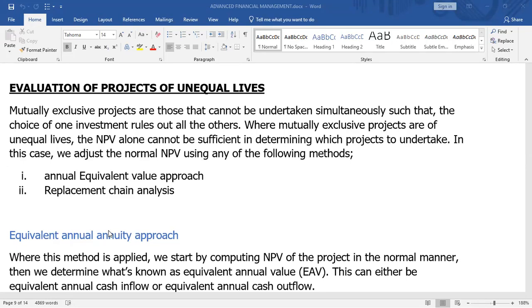We have done all the techniques required for you to measure the risk required by the examiner, and it's upon you now to do the revisions, and you continue checking whether you can be able to do the questions required by the examiner. Now, I just want us to go straight by checking on evaluation of projects of unequal lives.